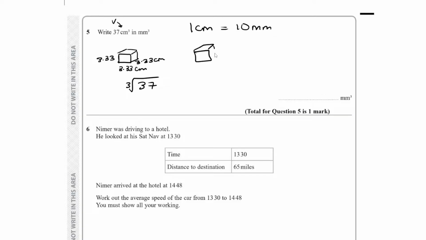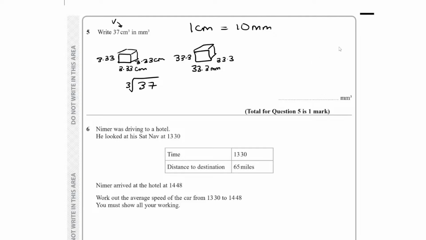So imagine I had the exact same cube. You don't have to draw this on your actual paper, I'm just kind of explaining it. Imagine that was exactly the same cube. What would that be in millimeters? Well, because it's 10 millimeters per centimeter, that would mean it would be 33.3, obviously, millimeters by 33.3 by 33.3.